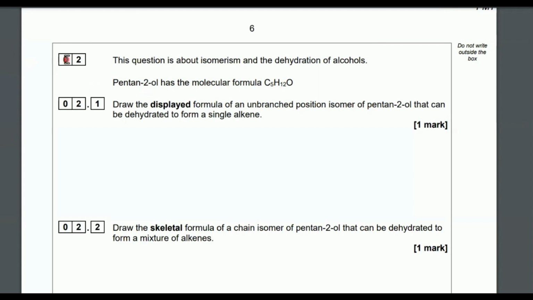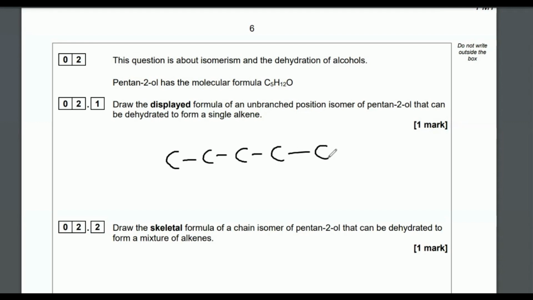Okay. AQA Chemistry A Level Paper 3. Pentan-2-ol has the molecular formula C5H12O. Draw the display formula of an unbranched position isomer of pentan-2-ol that can be dehydrated to form a single alkene. So we need an unbranched chain, so we need to follow the instructions here. Make sure you pause the video, have a go on a scrap bit of paper, or in your head, and try and work it out before unpausing and watching me explain it.